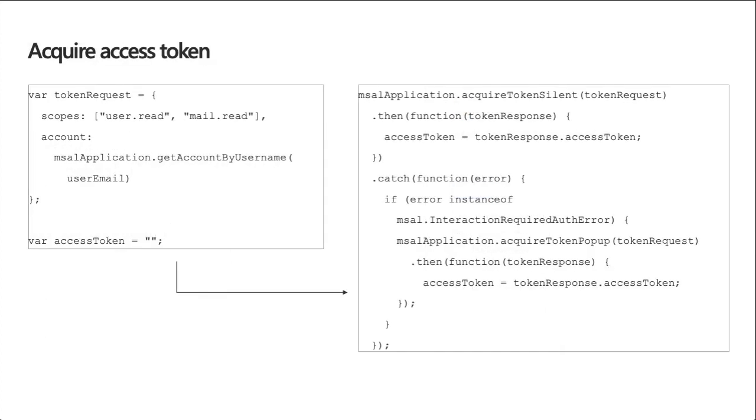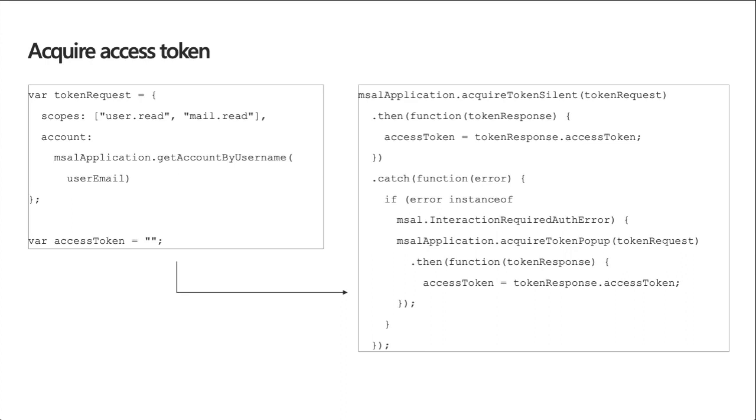After the user has signed in, the next step is obtaining an access token to use in the authorization header of the request. There are two methods on the MSAL.js API that you can use for this task: acquireTokenSilent and acquireTokenPopup. AcquireTokenSilent is used if the user is already signed in and an interactive sign-in is not going to be required. This method is going to return a response that includes the access token.